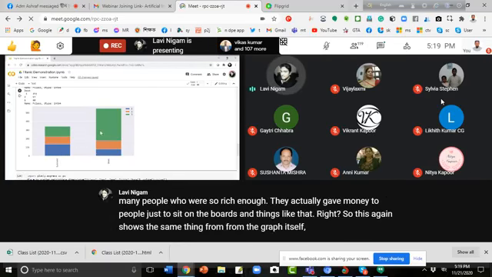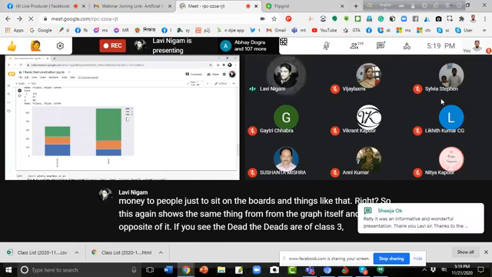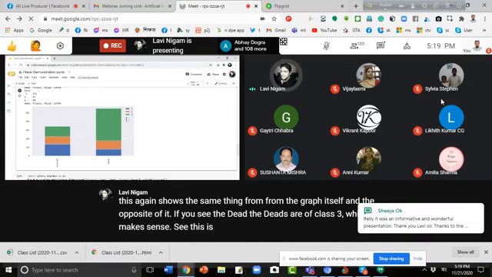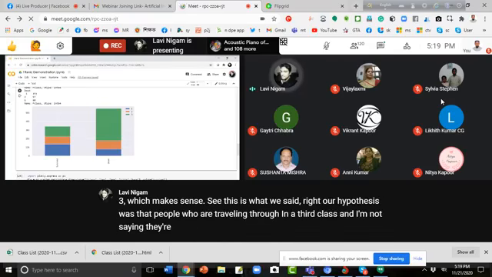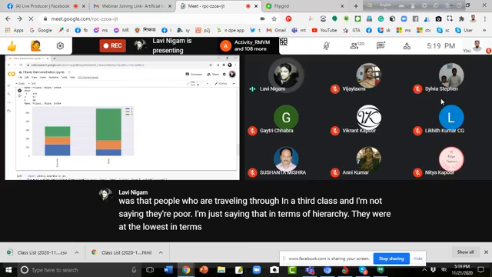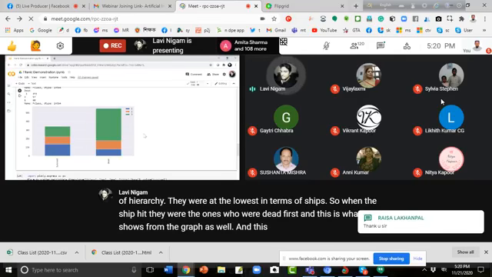And the opposite of it, if you see, the dead are of class 3, which makes sense. See, this is what we said, right? Our hypothesis was that people who are traveling through third class, and I'm not saying they're poor, I'm just saying that in terms of hierarchy they were at the lowest in terms of the ship. So when the ship hit, they were the ones who were dead first. And this is what it shows from the graph as well, and this is the power of visualization.